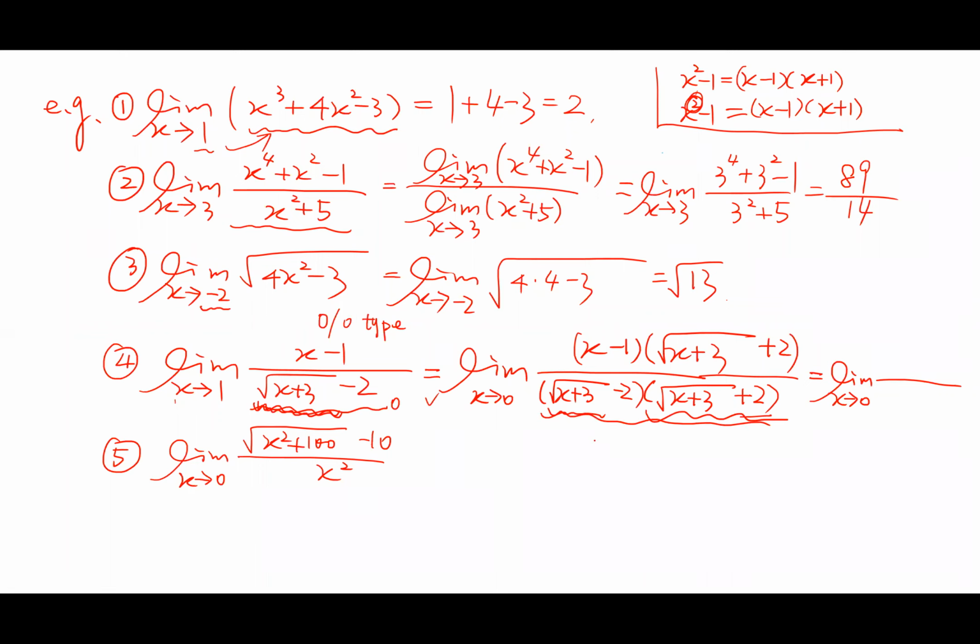For the denominator, that equals square root of x plus 3 squared, right? Minus 4. So that equals x plus 3 minus 4, right? So that is x minus 1. And here we have x minus 1, and times square root of x plus 3 plus 2. So for this step, am I clear here? Any question here?